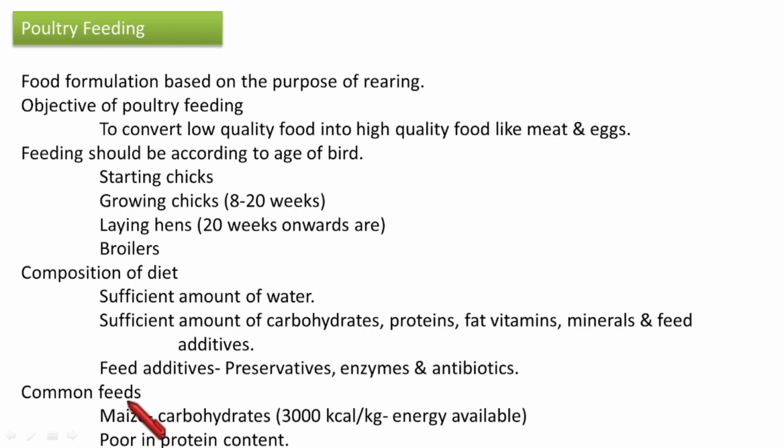Then, which are the common feeds used for chicks? Maize is a common type of food. It provides carbohydrate, and through this the chicks will get around 3000 kilocalories of energy per kg of maize. But maize is poor in protein content.